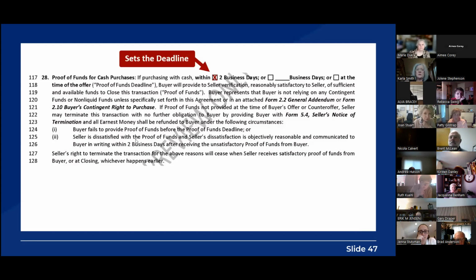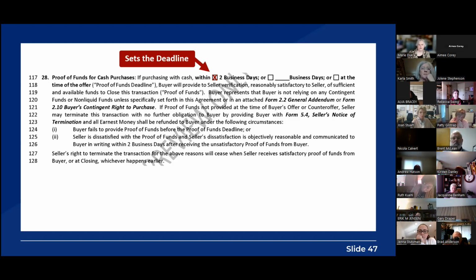Proof of cash. Definitely one of the issues that we've been seeing. If it is cash, what is it? They need to provide it within 2 business days. Proof of funds deadline: the buyer will provide the seller verification reasonably satisfactory to seller of sufficient and available funds to close this transaction. One of the problems, just a little side note, we keep seeing it's a screenshot off of their bank account on their website, and it doesn't say the name of the person. It doesn't have which branch it is. It just says this is the amount of money, and many times doesn't even have the bank. Remember to make sure that it has that person's name and the bank name on it.